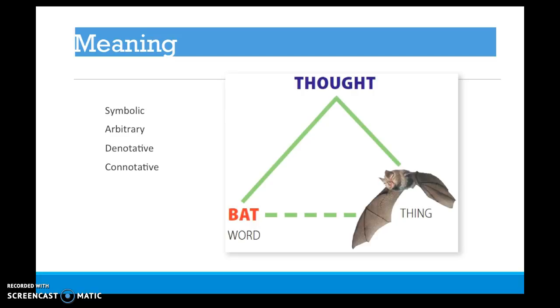A couple things that I want you to just kind of take in. Symbolic: this is a word that represents what it is referring to either by association, resemblance, or convention. Arbitrary: the relationship between the word and what it stands for is random, subjective, or coincidental. Denotative meaning is the dictionary meaning, the literal accepted meaning, while the connotative meaning is an emotional and personal reaction you may have to the word.